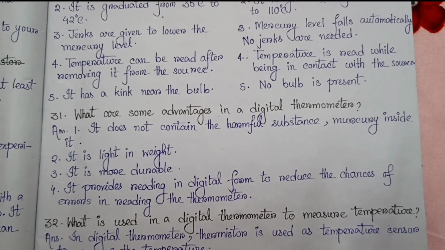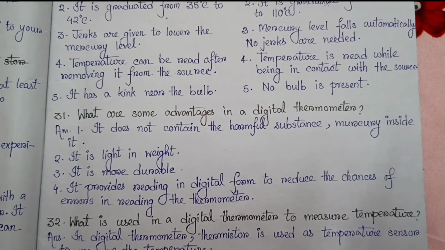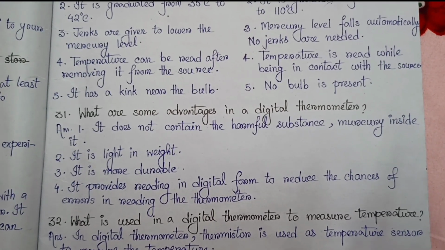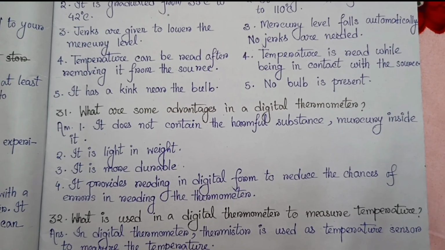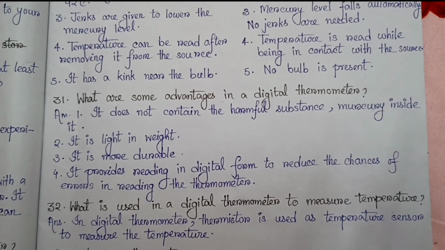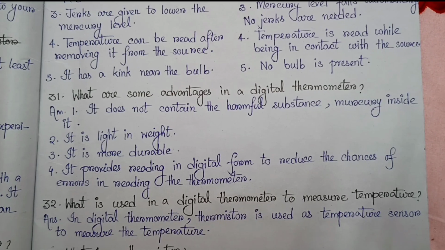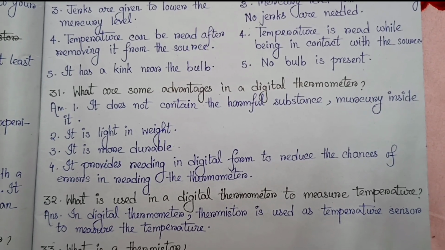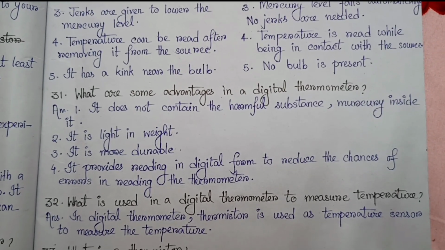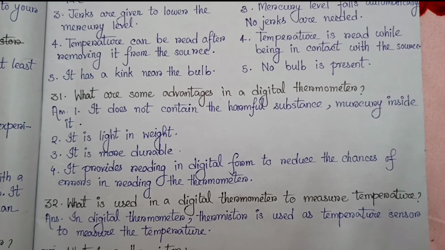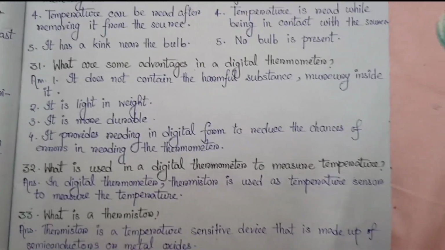Number 31, what are some advantages of a digital thermometer? Number 1, it does not contain the harmful substance mercury inside it. Number 2, it is light in weight. Number 3, it is more durable. Number 4, it provides reading in digital form to reduce the chances of errors in reading the thermometer.